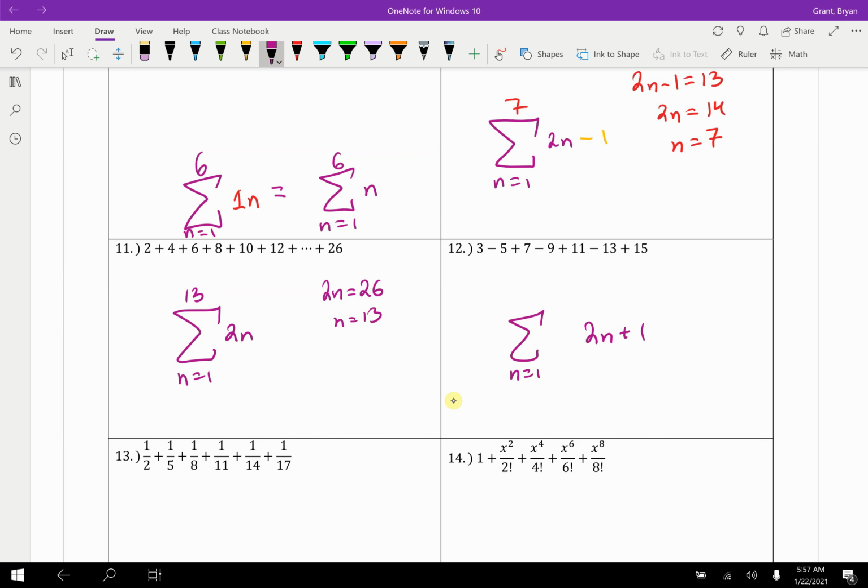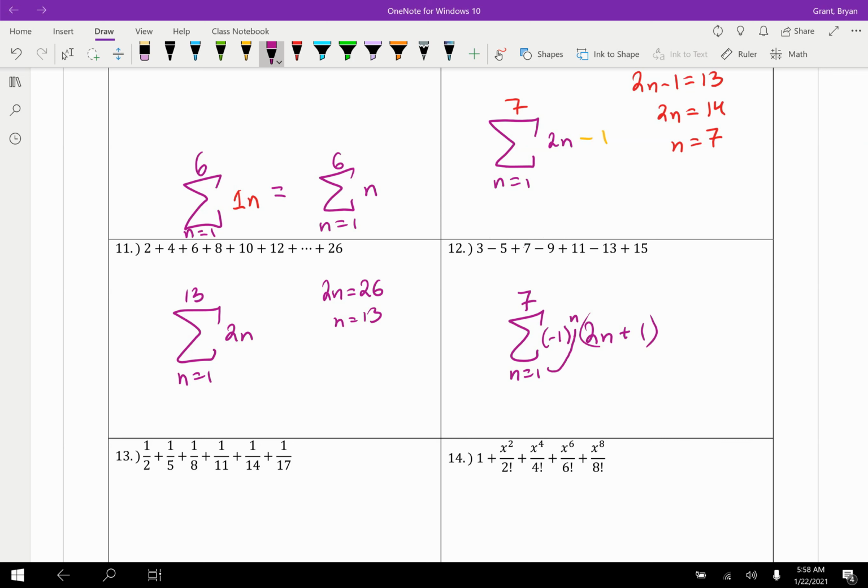Just count these. 1, 2, 3, 4, 5, 6, 7. So we go up to the 7th term. 14 plus 1 is 15. That looks great, except one small thing. Oh yeah, we're alternating in sign here. First we subtract, then we add, then we subtract, then we add. Luckily we've seen that before. Let's just do (-1)^n and see if we're right.